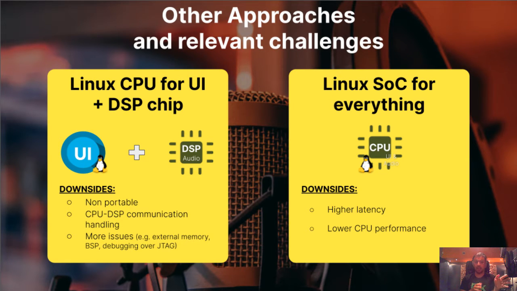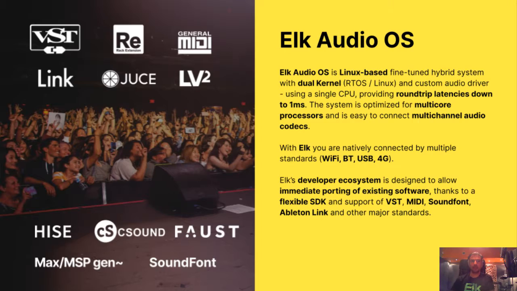An alternative solution is to just use a single system on chip running embedded Linux, but this typically comes with a high price in terms of DSP performance and latency, since Linux is not a real-time operating system. With ELK Audio OS, we try to get the best of these solutions. ELK is an embedded Linux distribution that runs on a single system on chip.